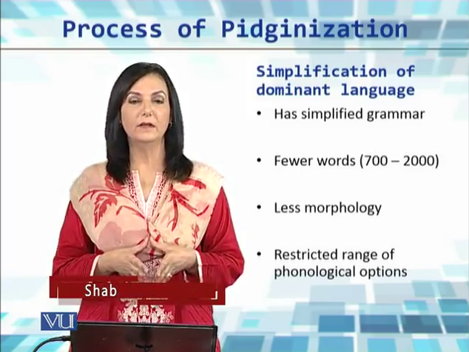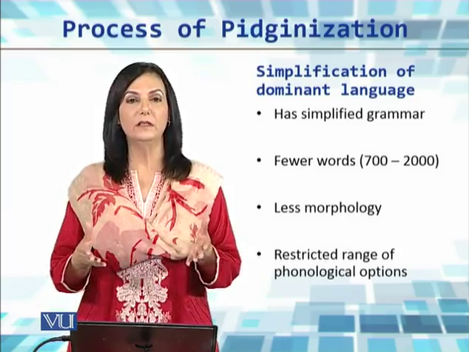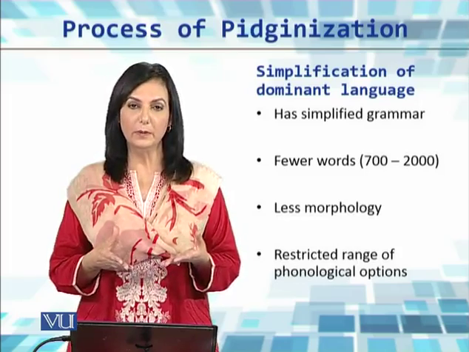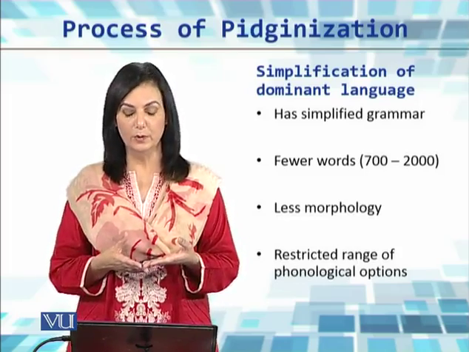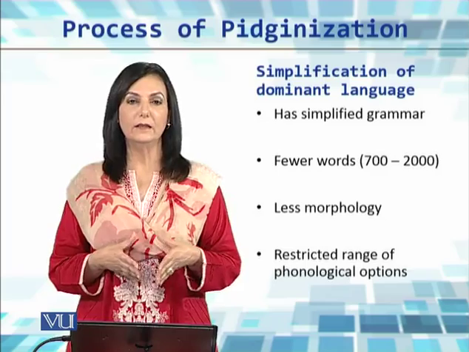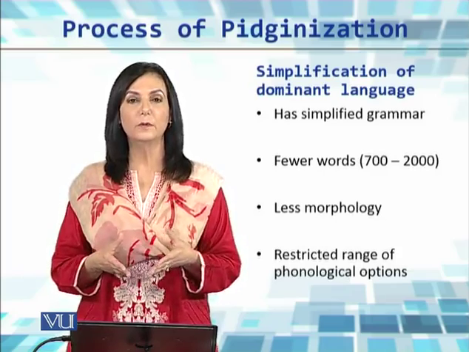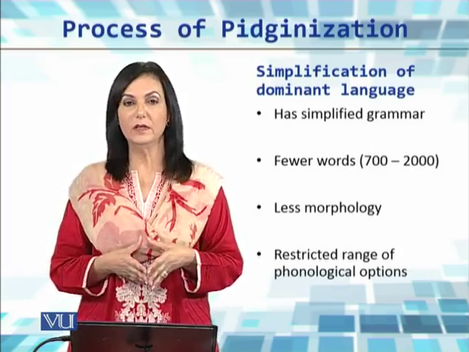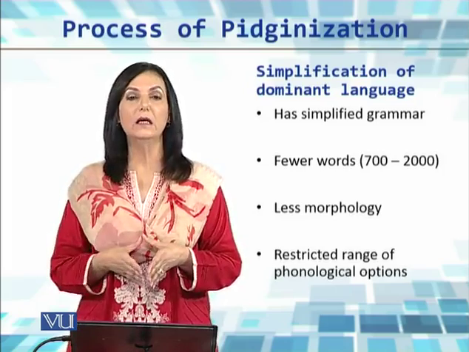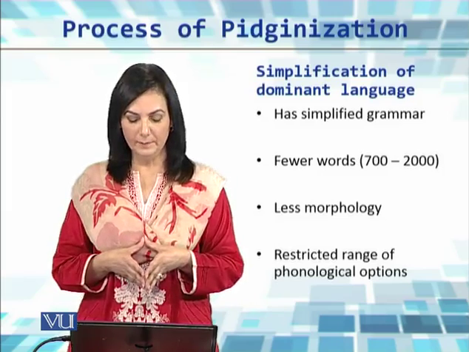The pidgin will have a simplified grammar, which means, for example, the structure of different sentence types will not be very different. A pidgin has fewer words. Some pidgins are said to have from 700 to 2000 words only. It also has less morphology, which means the word forms will be very simple. There will be no inflections. For example, verbs will not be inflected to show different aspects of a tense. Similarly, pluralization may be missing from the nouns, etc.